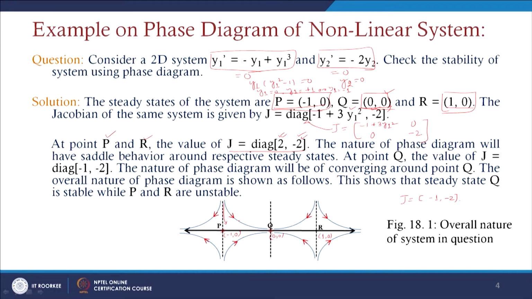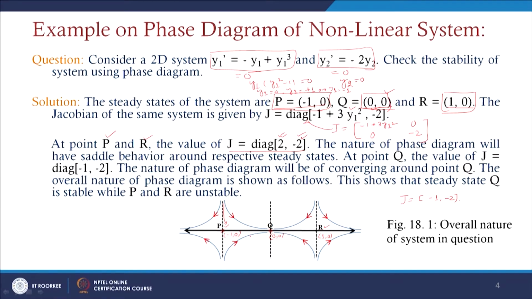Whenever we have a negative value like minus 2, it pushes towards that point, and whenever we have a positive value, it repels from that point. This phenomenon occurs at both points p and r, that is, (-1, 0) and (1, 0).